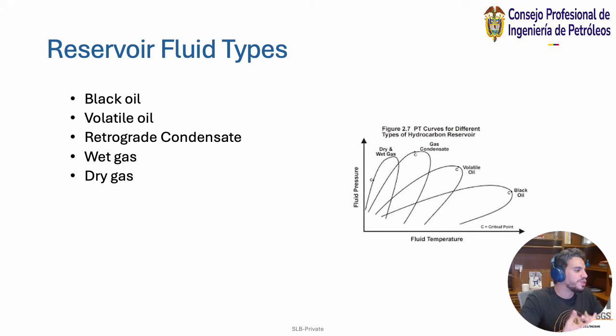But you have black oil, volatile oil, retrograde condensate, wet gas and dry gas, right? And here you can see in the graph what we call a PT diagram, where you have the pressure on the y-axis going up and the fluid temperature on the x-axis. And we're about to define what all of these are.